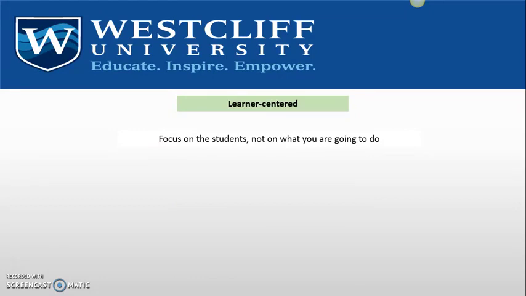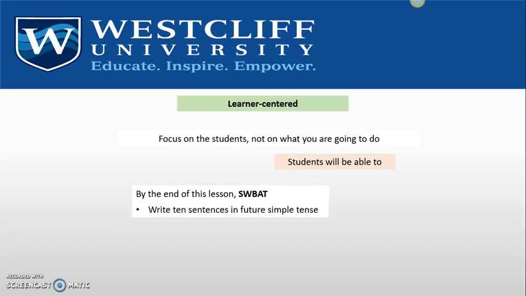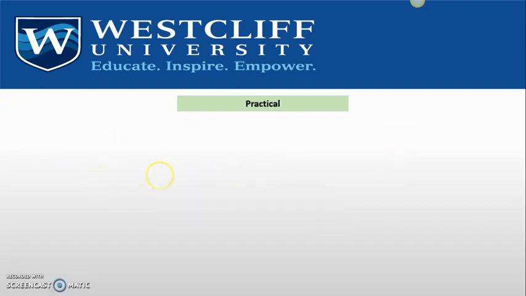That's why when you write out each of your objectives, this is the phrase that you're going to use before each of them: By the end of this lesson, and some people will use this abbreviation, SWBAT, it stands for students will be able to. Okay, so your objectives will look something like this. By the end of this lesson, students will be able to write 10 sentences in the future simple tense, and then you can continue on with those bullet points. But this needs to be included.